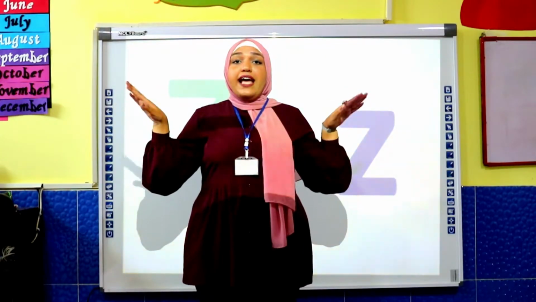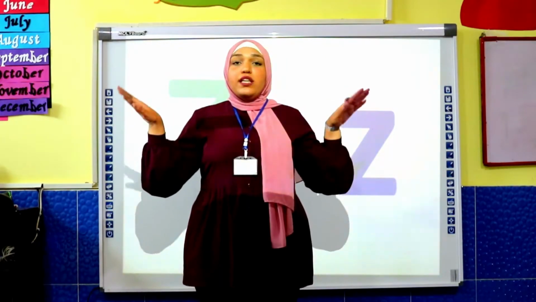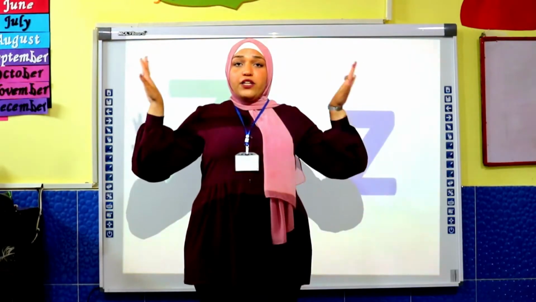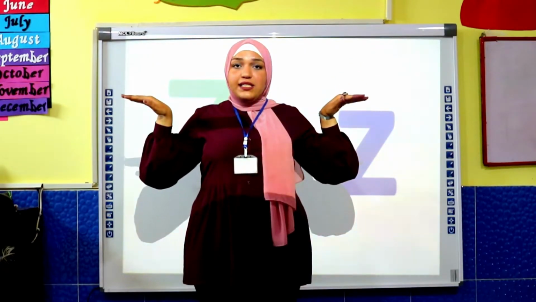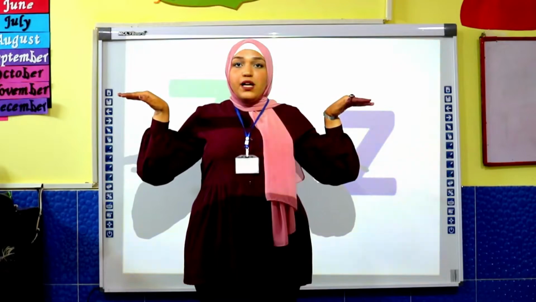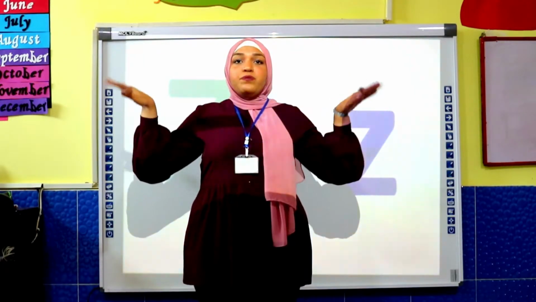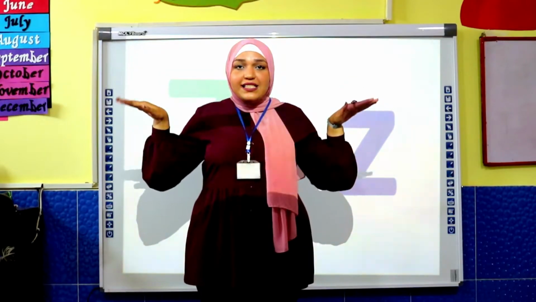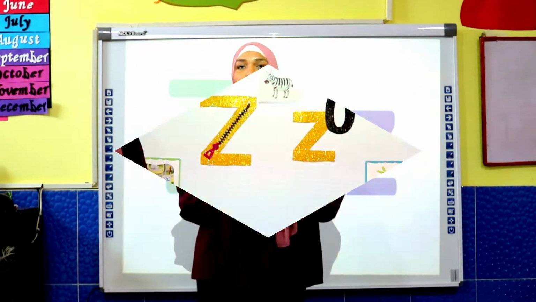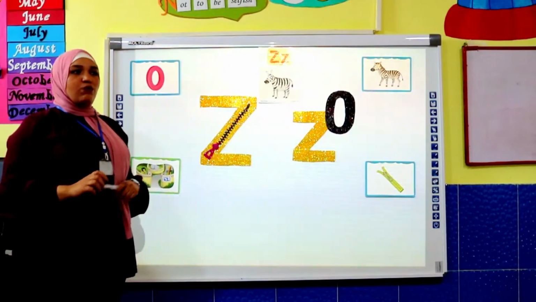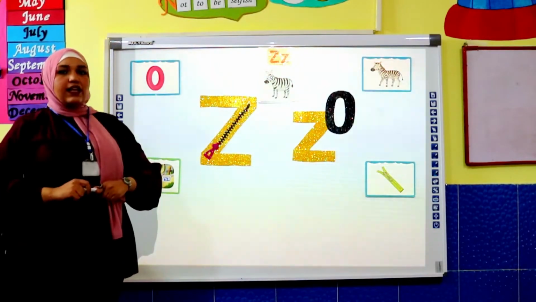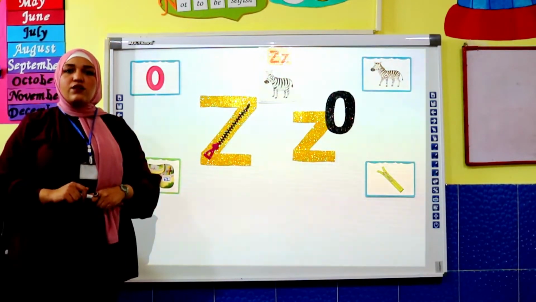This movement is the action of the letter Z or the sound Z. Make your hand like bee wings and flap them. Zzz, zzz. Make the action with me. Zzz, zzz. Excellent, good job. Now let me show you some words that start with the letter Z or the sound Z.